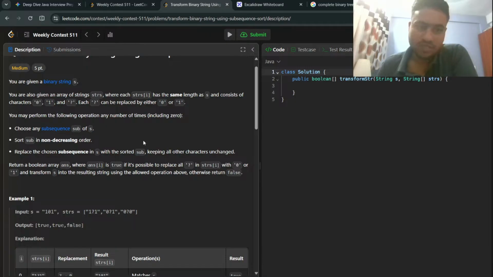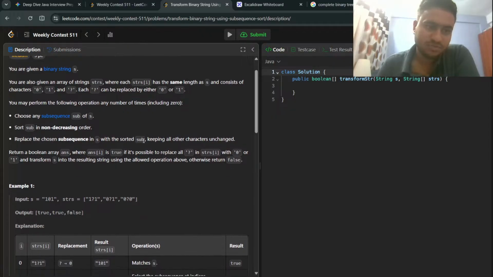Choose any subsequence sub of S, sort sub in non-decreasing order. So basically we have to sort that in increasing order. Replace the chosen subsequence in S with the sorted sub, keeping all other characters unchanged. Return a Boolean array answer, where answer[i] is true if it is possible to replace all question marks in strs[i] with 0 or 1 and transform S into the resulting string using the allowed operation above, otherwise return false.